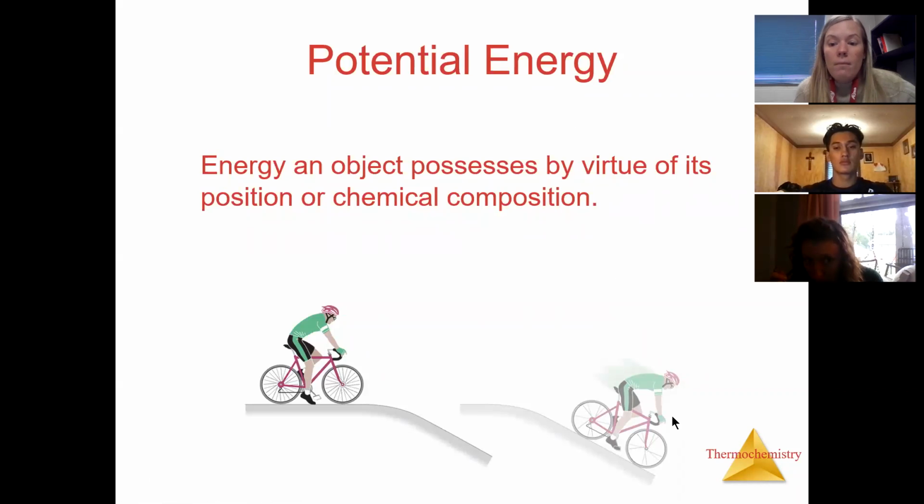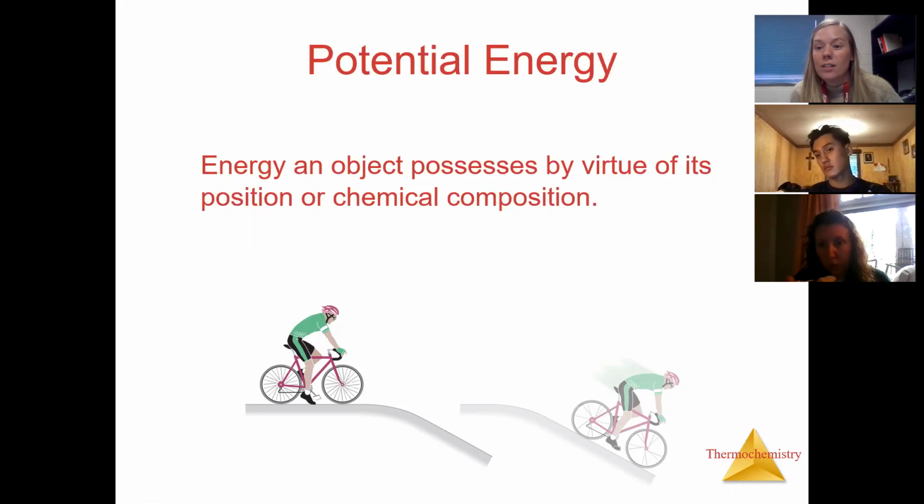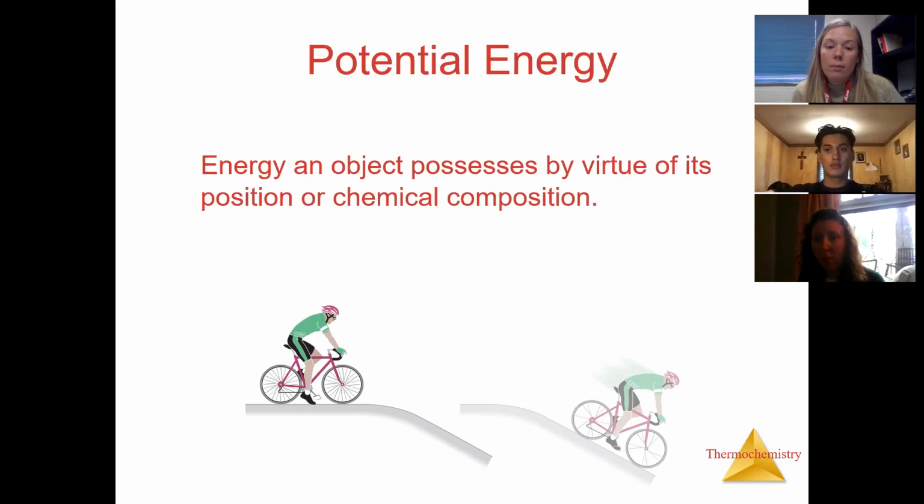So with energy, we can kind of divide it into two different things. We've got this little guy on a bike here. Potential energy is energy that an object holds within it based off of its position or its chemical composition. Potential energy is energy that hasn't really been used yet. It's sort of being stored in the object. This gentleman over here on the bike has a certain amount of potential energy because he's at the top of a hill. He's not moving yet.